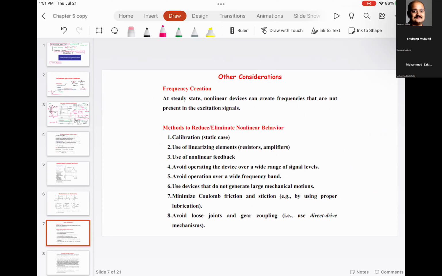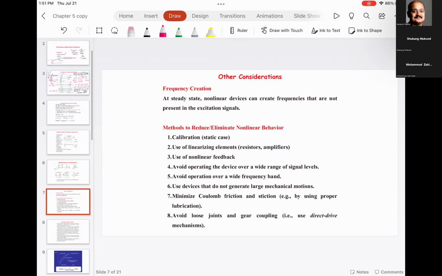Again, I want to emphasize these concepts when we actually deal with control and the labs, but nonlinearity can be minimized using calibration, using a feedforward controller to get rid of nonlinearity, changing the operating range, minimizing friction and stiction, and making sure that backlash or other mechanical nonlinearities do not exist, or are at least minimized.